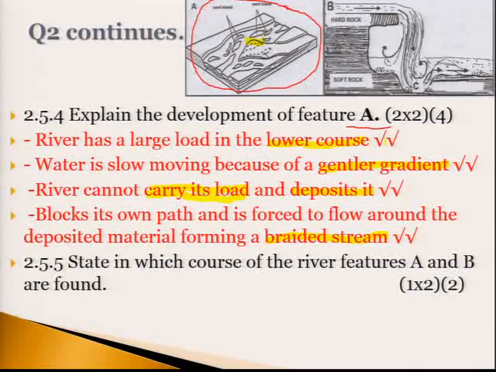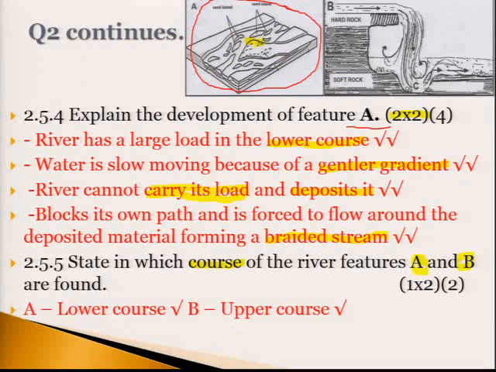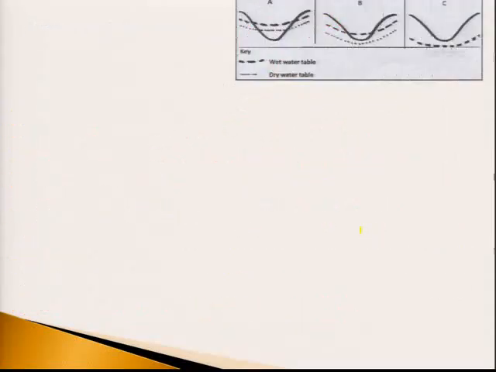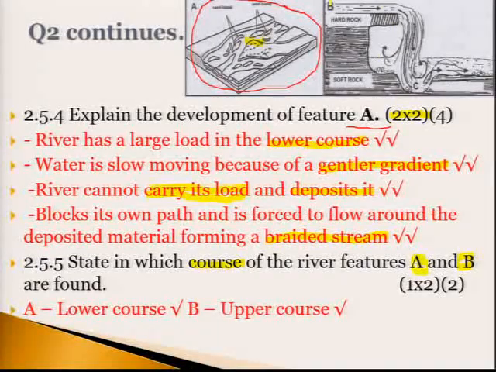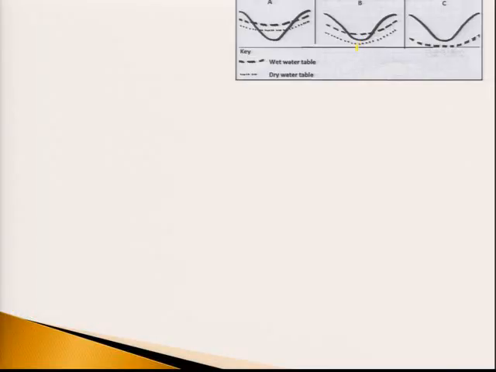Right, colleagues, let's give them 2 marks. It's a 4-mark question, 2 each will give us 4. State at which course of the river you will find A, and where you would find B. Upper course, middle course, and the lower course. We are still going with the longitudinal profile. We say A is in the lower course: lower area, gentle slope, less load, more deposition, braided stream. And then B, we find in the upper course, where you've got your waterfalls. Thank you, colleagues. We can go on.